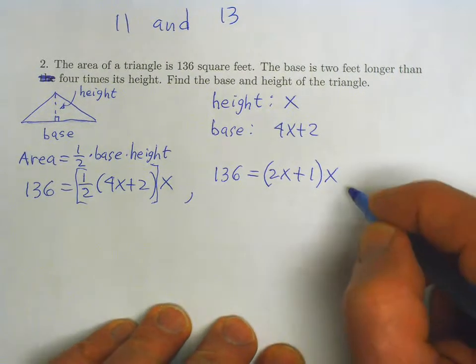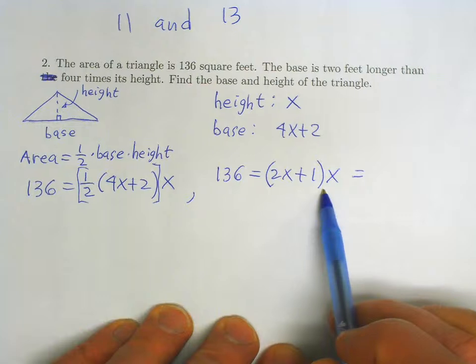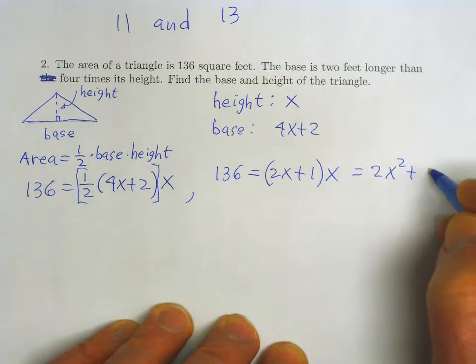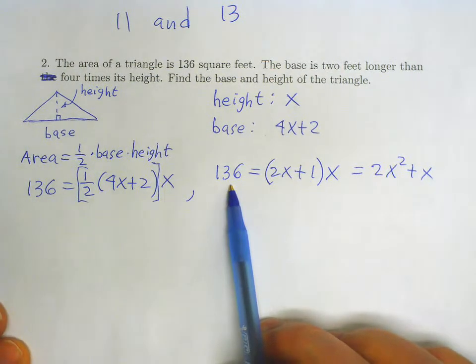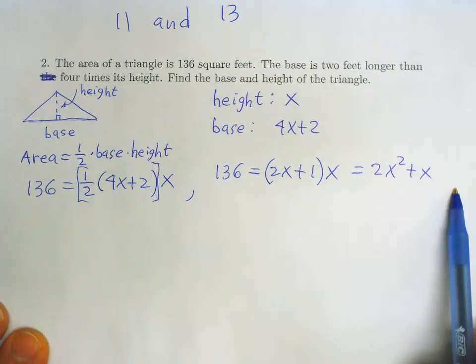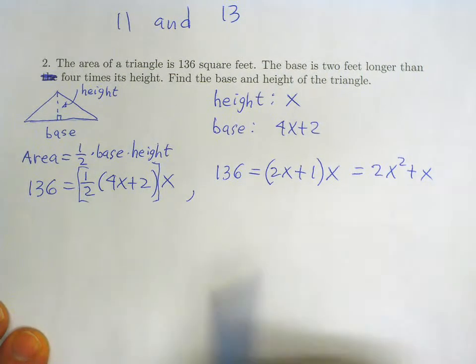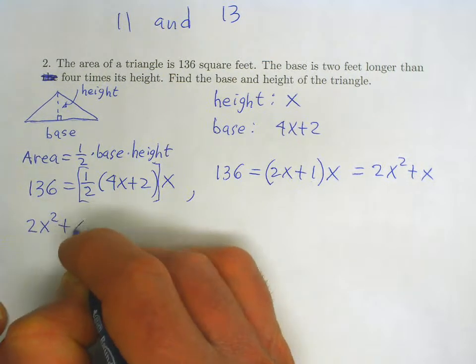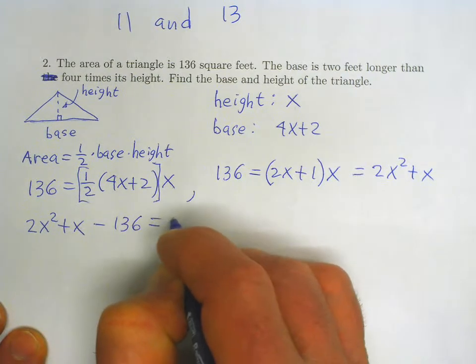Okay, now we'll expand this. 2x plus 1 times x is 2x squared plus x. And then we'll write the quadratic equation in standard form by subtracting 136 from both sides. So I'll just write that here as 2x to the second plus x minus 136 equals 0.